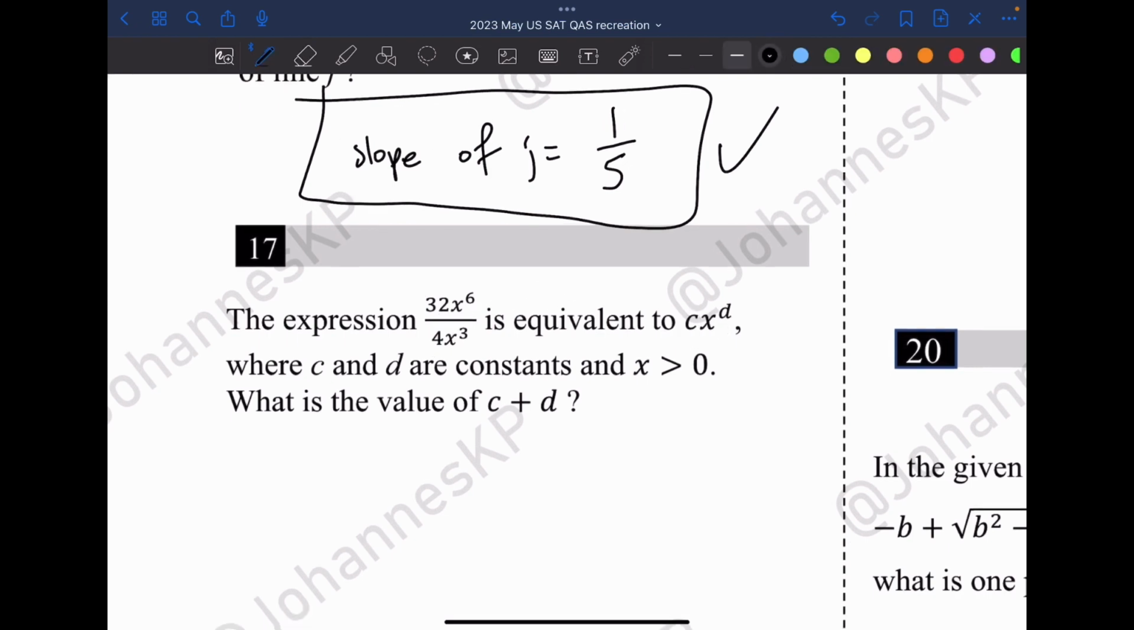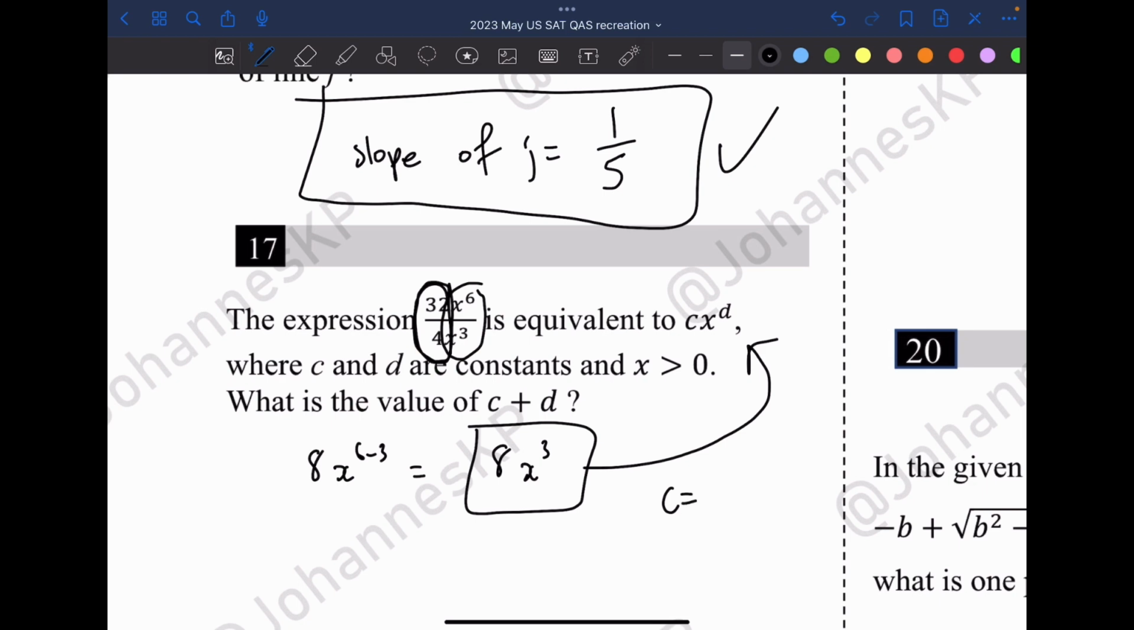So first, let's simplify the constants. 32 divided by 4, you should know this. 32 divided by 4 is 8. Pretty simple so far. Okay, and then x to the power of 6 divided by x to the power of 3. Once again, super simple. You should know this if you're doing an SAT. But this would be x to the power of 6 minus 3, which is equal to x to the power of 3. And just add the 8 there. So that's it. We found the format that we need.